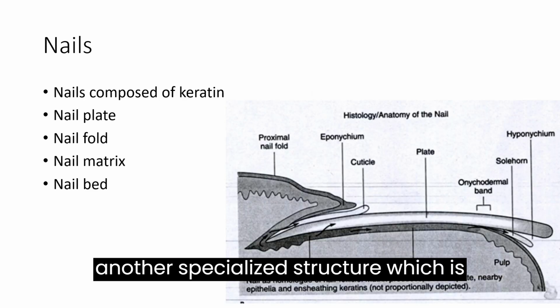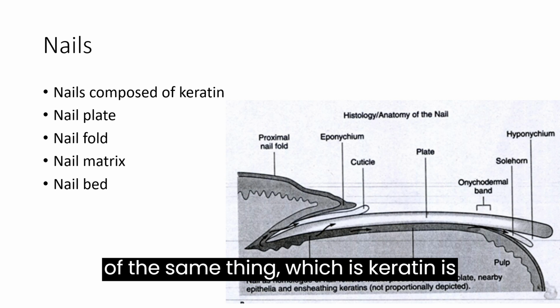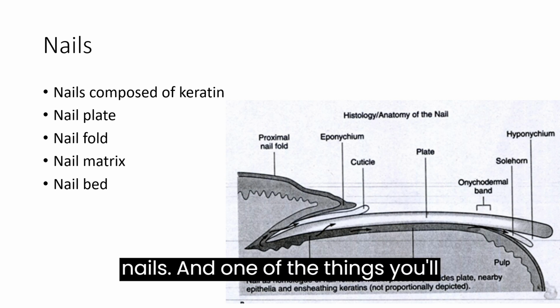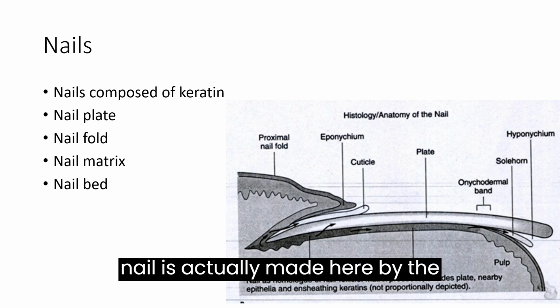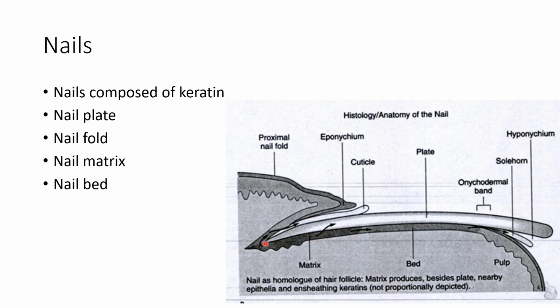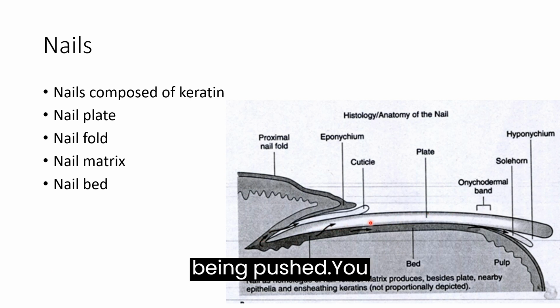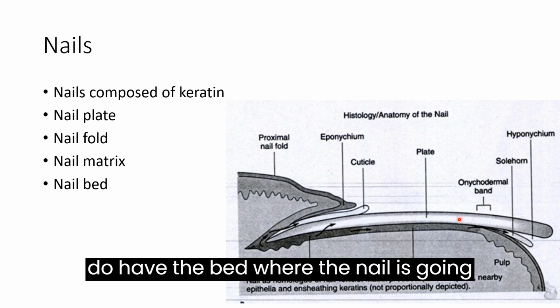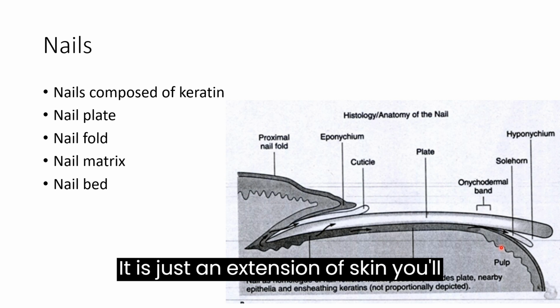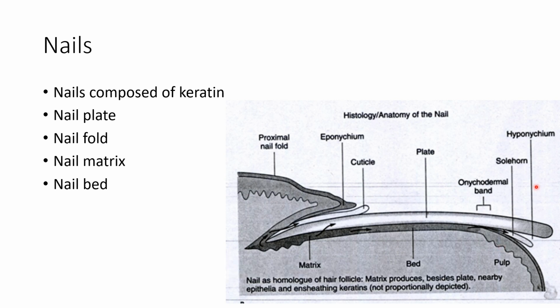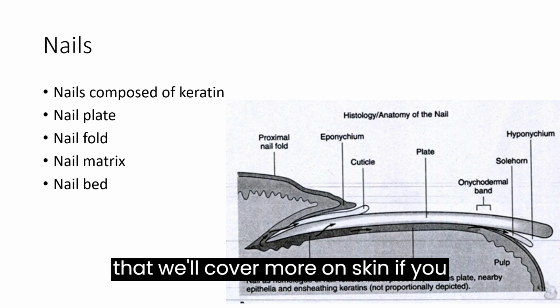Now another specialized structure which is very similar to hair, it's actually made of the same thing, which is keratin, is nails. And one of the things you'll notice is there are certain things that are important to know. For instance, the nail is actually made here by the matrix, the nail matrix, and you have the plate where the nail is actually being pushed. You do have the bed where the nail is going to be resting, and you do have the cuticle here. It is just an extension of skin, you'll find.